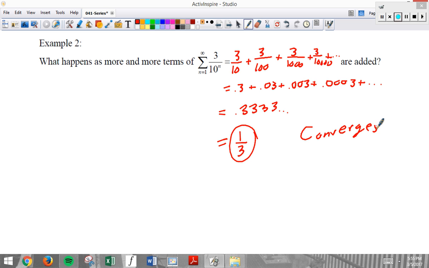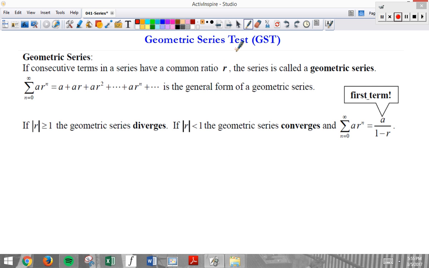So geometric series are the most important type of series with which you need to be familiar. So here's a quick presentation on them. Geometric series and the geometric series test. The whole unit is going to be talking about tests.